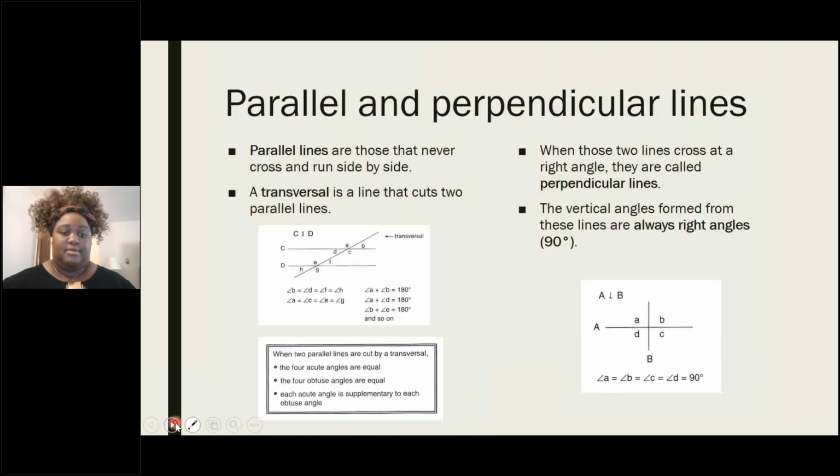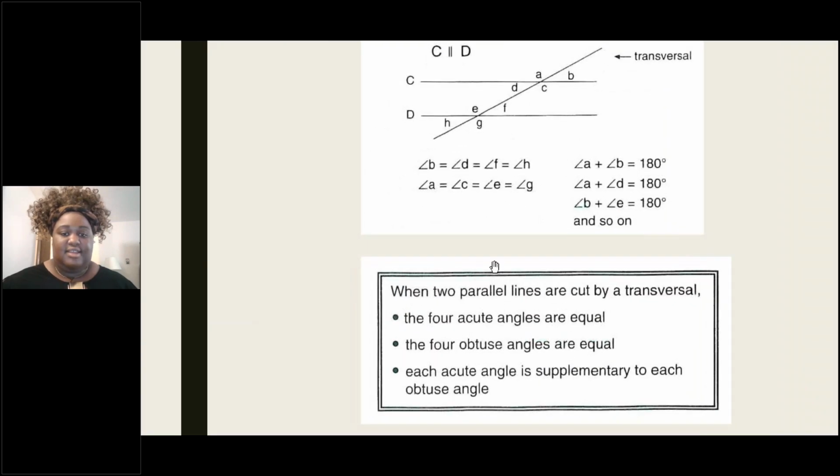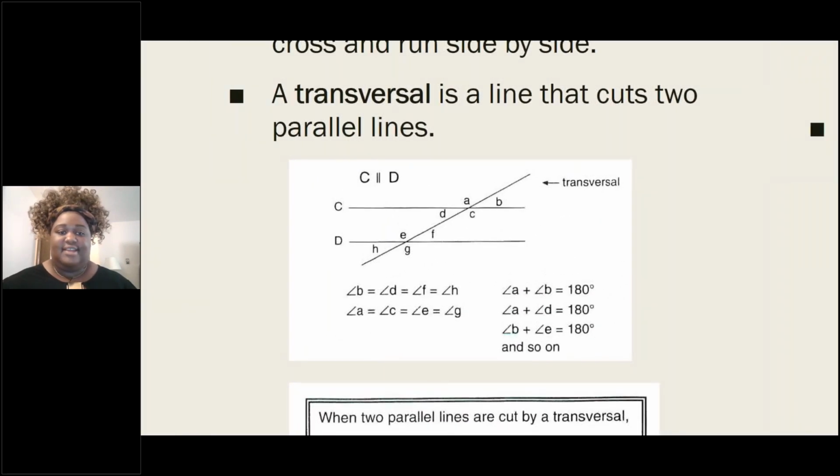Okay, sorry about that. So then our final concept are parallel and perpendicular lines. I'm actually going to zoom in here a bit so you can see. They'll let me do it. Okay, there we go.